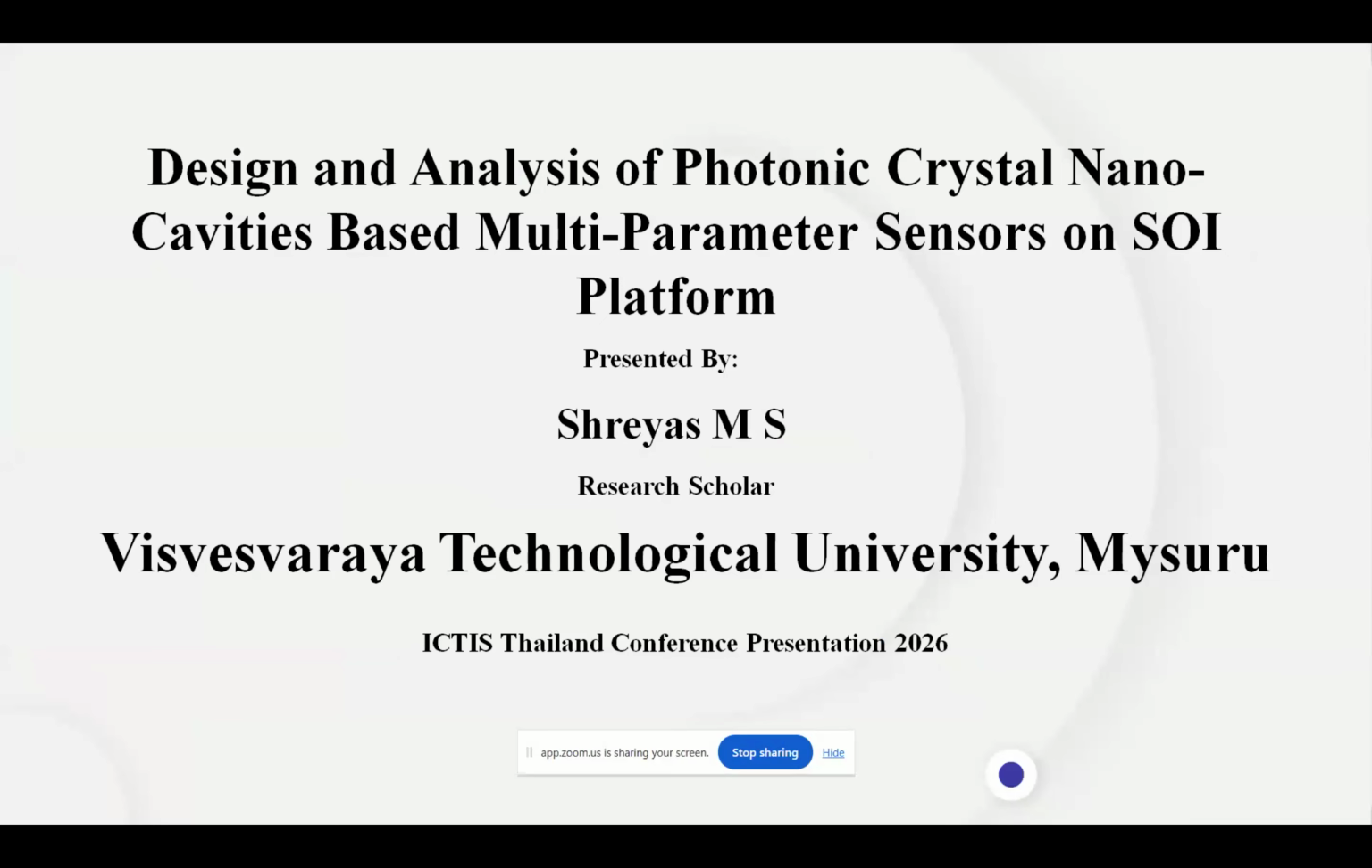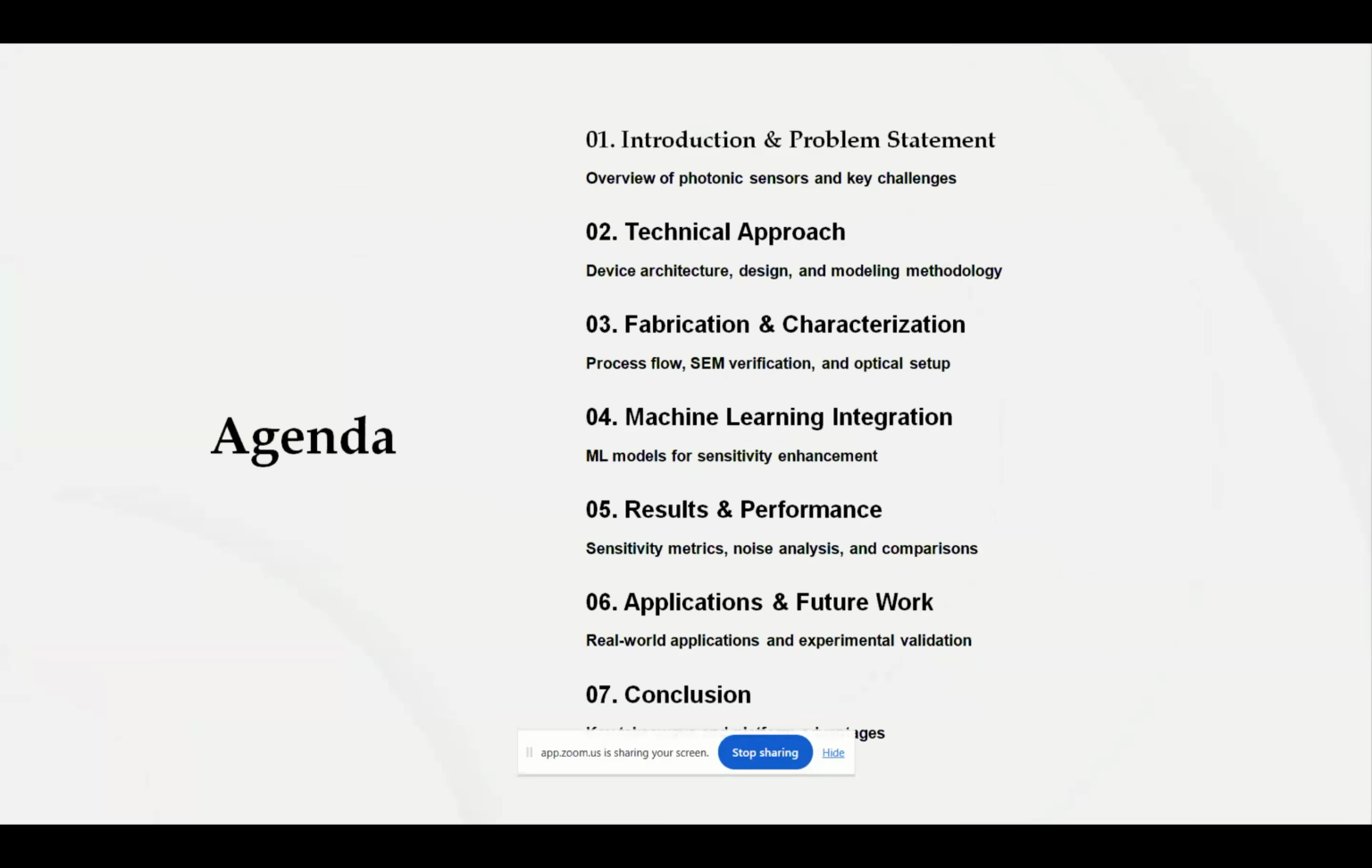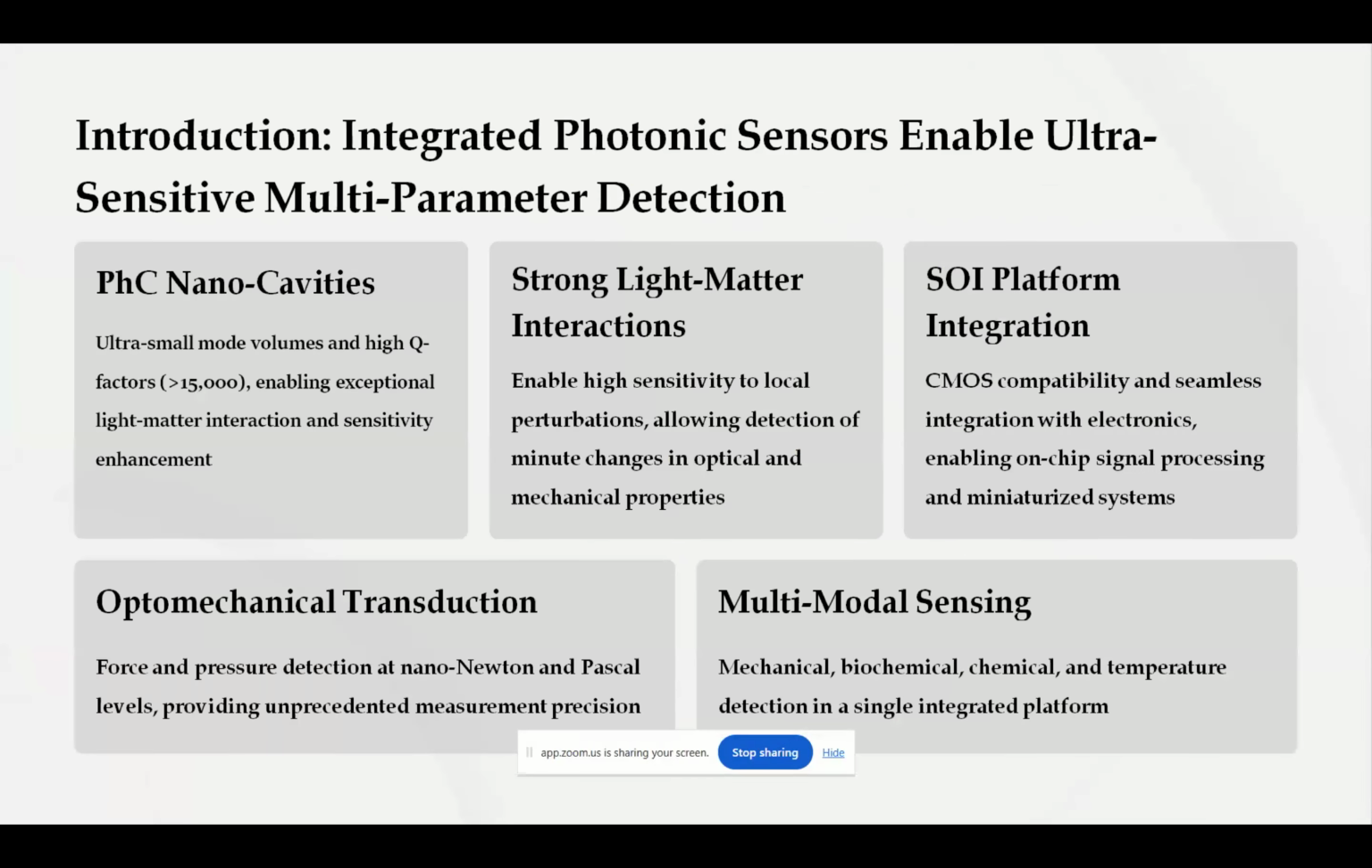Okay, thank you. Good afternoon, everyone. Respected chair and participants. I am Shreyas MS from Vishveshwaraya Technological University and I am a research scholar. Today I will present my work on photonic crystal nanocavity based multi-parameter sensors on SOI platform. I will briefly cover the problem statement, proposed designs, modeling, machine learning integrations, results, and applications. And in the next slide, introduction. Photonic crystal nanocavities provide very high sensitivity due to strong light-matter interactions and high Q factor. They enable detection of multiple parameters like force, pressure, and biochemical changes on a single chip.